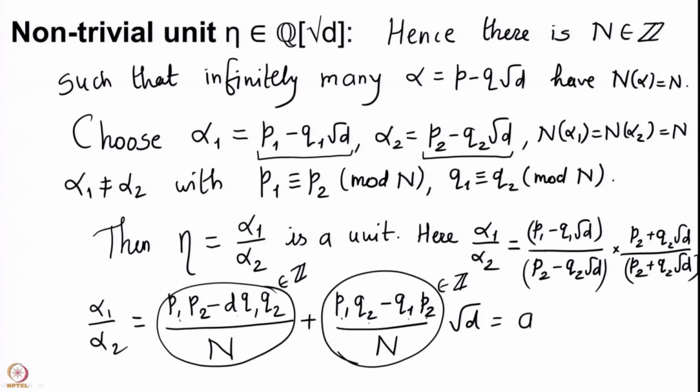Therefore, we have that this has the form a plus b root d, where a and b are integers and the norm of this eta is 1. So, we have proved that there is a non-trivial unit in Q root d. So, this non-trivial unit must give rise to infinitely many units in Q root d. So, we have proved Dirichlet's theorem in this particular case.